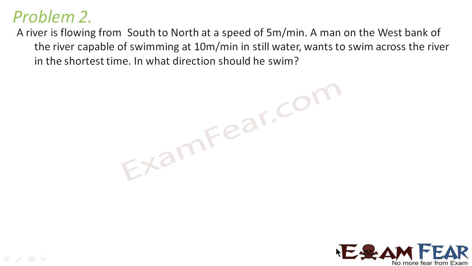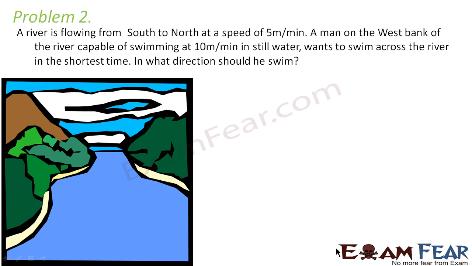So let us now look at another problem. A river is flowing from south to north at a speed of 5 meter per minute. Let us suppose this is a river which is flowing from south to north. A man on the west bank of the river, maybe somebody on this bank of the river, capable of swimming at 10 meter per minute in still water, wants to swim across the river in the shortest time. So this man wants to swim across the river. He wants to come to this bank.